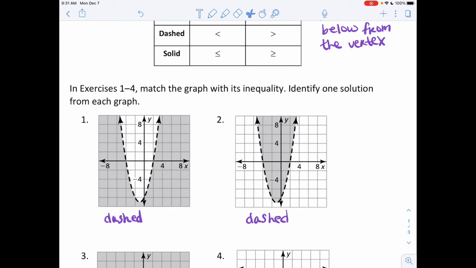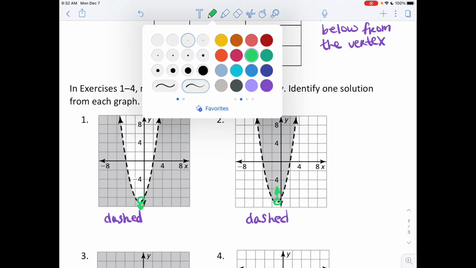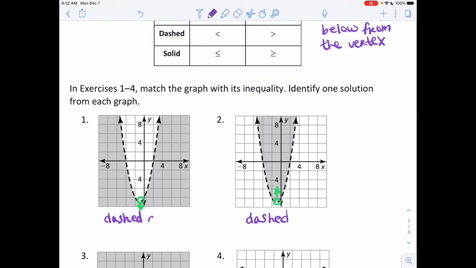How we determine which one is by looking at the shaded region. On this one, remember, we're going to go from the vertex, and I can see that my shading goes below the vertex. It's outside and below. On number 2, if I look at my vertex, I can see that the shading goes up from the vertex, so it's above. So let's go ahead and say that. So this one is dashed and below, and the second one is dashed and above.